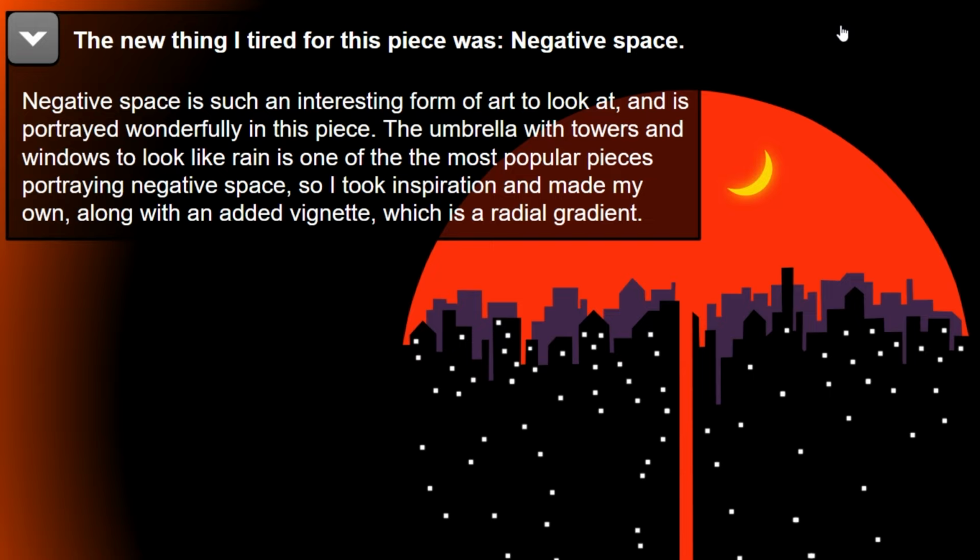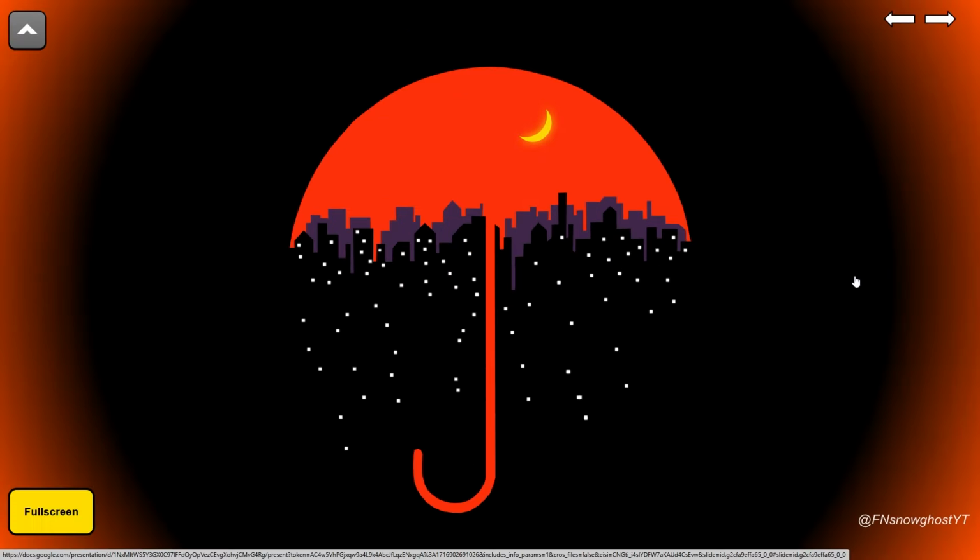Yeah, let's read this. Negative space is such an interesting form of art to look at, and is portrayed wonderfully in this piece. The umbrella with towers and windows that look like rain is one of the most popular pieces portraying negative space. So I took inspiration and made my own, along with an added vignette, which is a radial gradient. So let's touch on a few things.